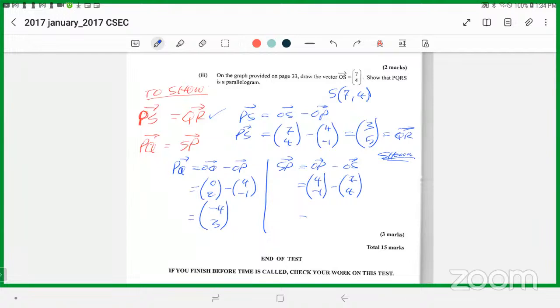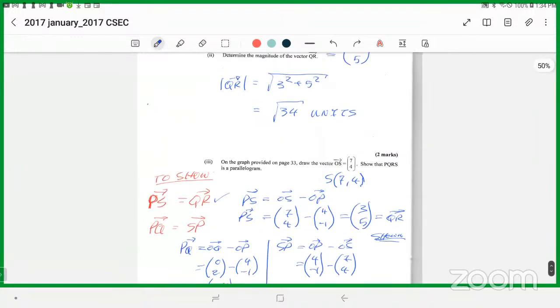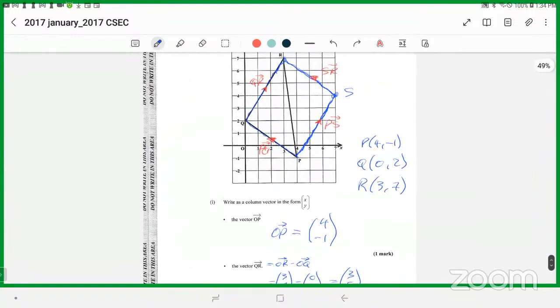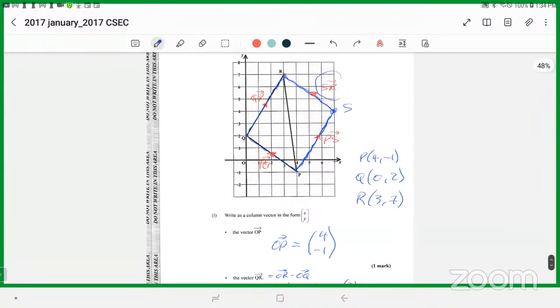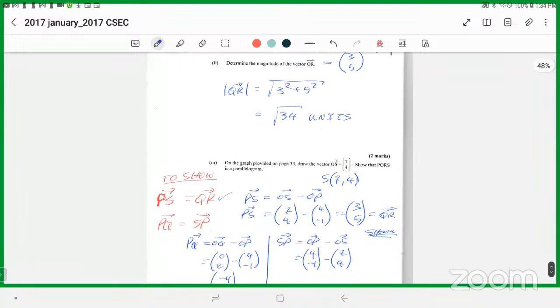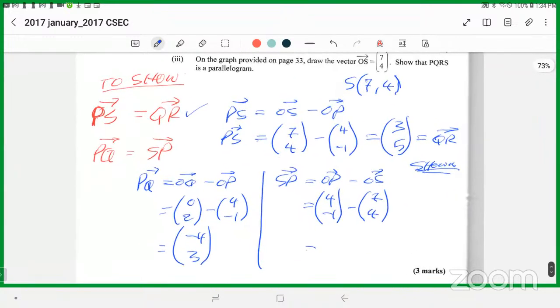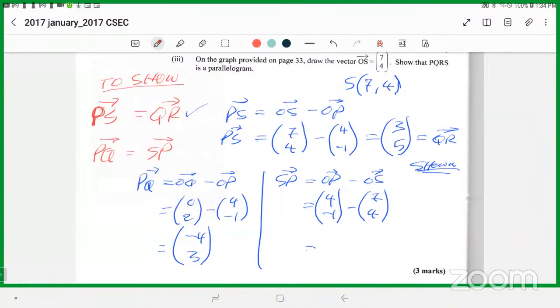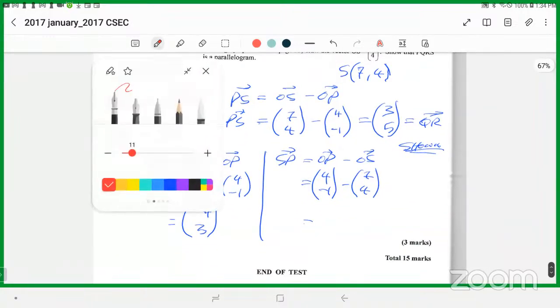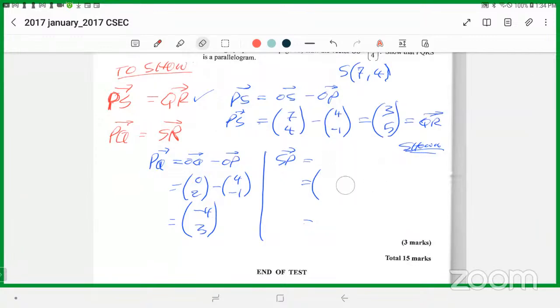It's not working out. SP, PQ and SP. SP is 4, 7. Why not SP more, man? SR, not SP, SR. My mistake. SR is what we want, what we need to show. So it's SR we need to be calculating here.